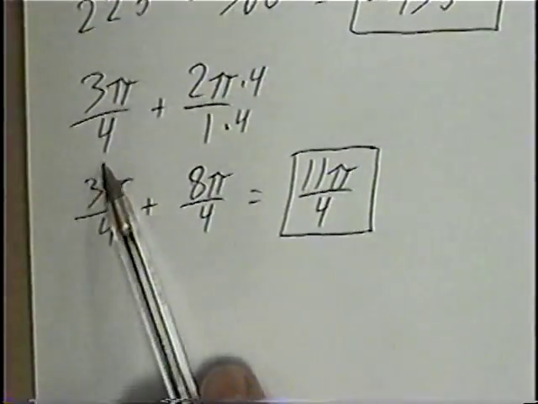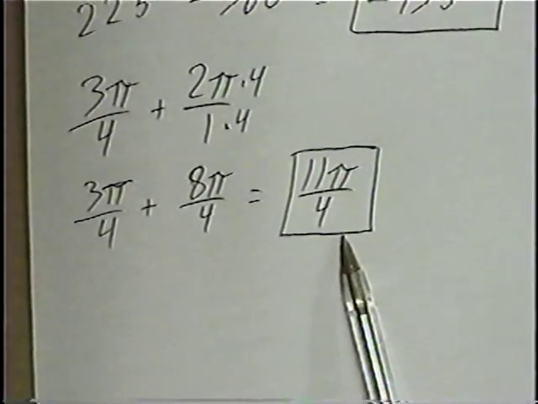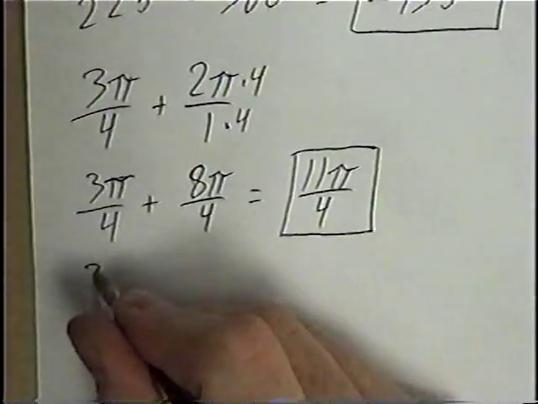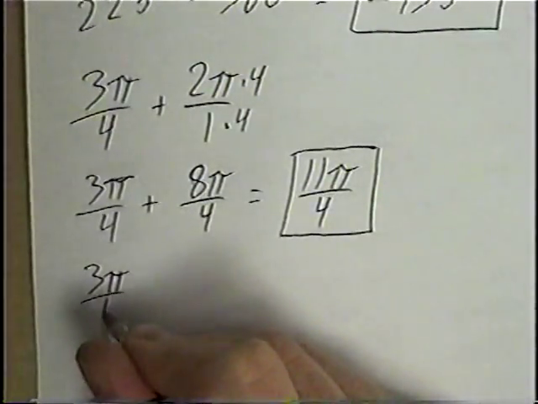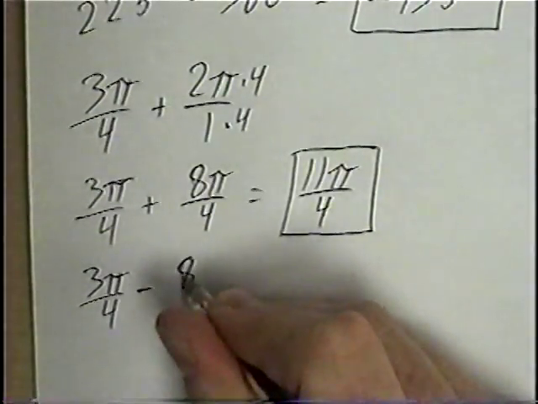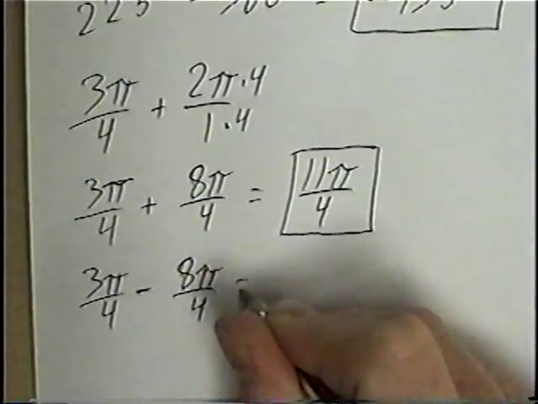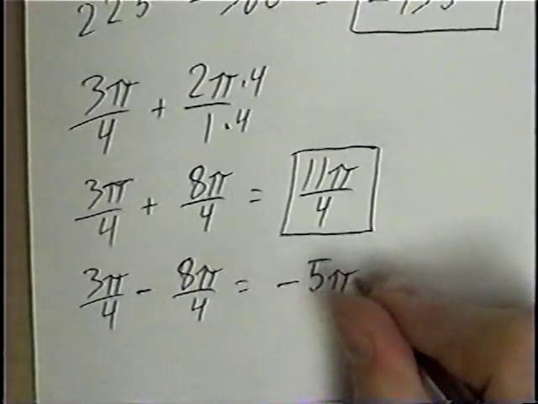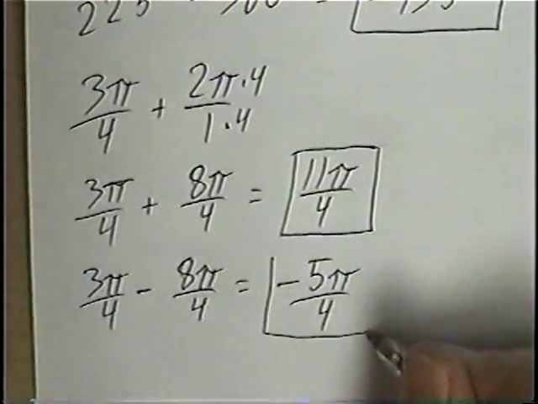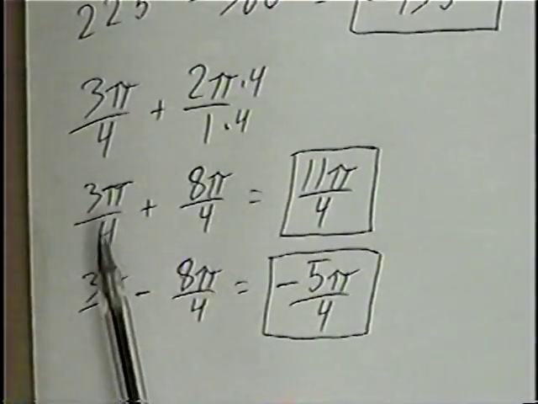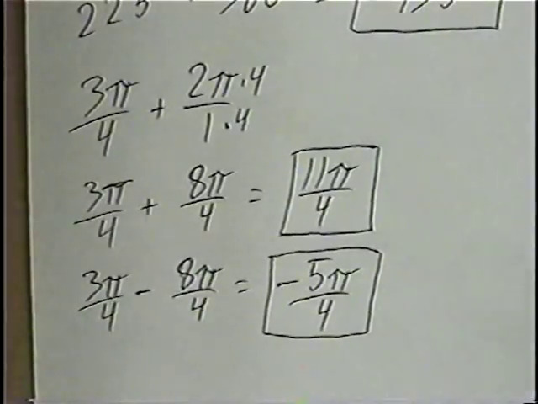11 pi over 4 is the same as 3 pi over 4, except 11 pi over 4 has one extra revolution around the circle. To find a negative angle, we can take the original angle again in radians, 3 pi over 4, but instead of adding 2 pi or adding 8 pi over 4, we can subtract 8 pi over 4. 3 pi minus 8 pi would be negative 5 pi over 4. So we have one positive and one negative coterminal angle for the radian measurement 3 pi over 4.